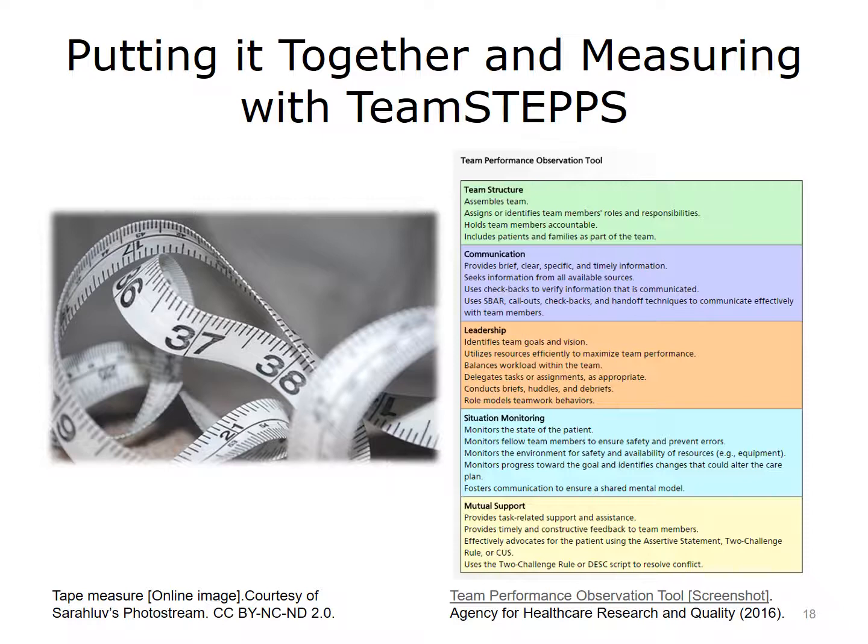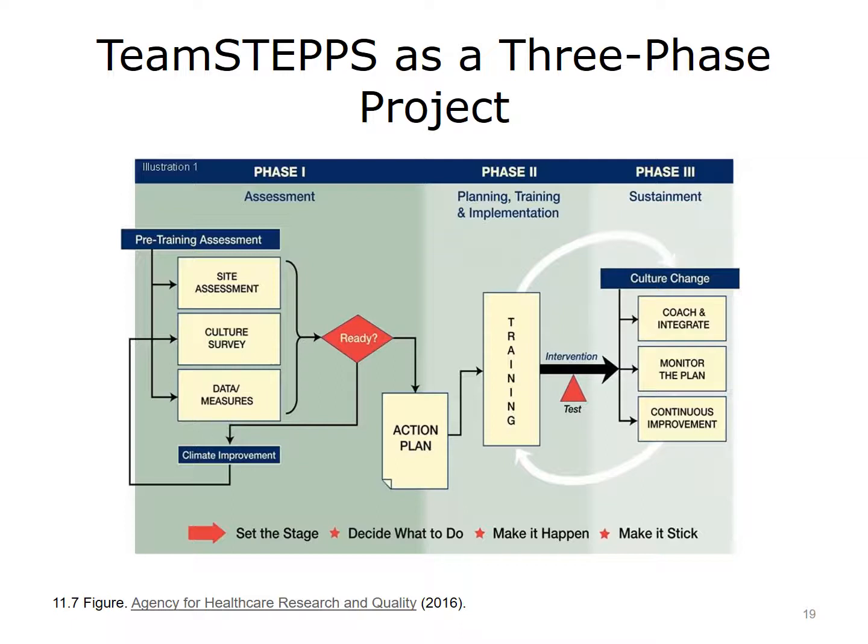This observation tool, and many more, can be found on the TeamSTEPPS site at the Agency for Healthcare Research and Quality. This slide is another illustration taken from the AHRQ website. It shows TeamSTEPPS as a 3-stage project: assessment, Phase 1, planning, training, and implementation, Phase 2, and sustainment, Phase 3. These phases are continuous and are designed not only to help build and maintain mindful and meaningful teams, but also to shift the entire culture from isolated thinking to teaming for safety and quality improvement.